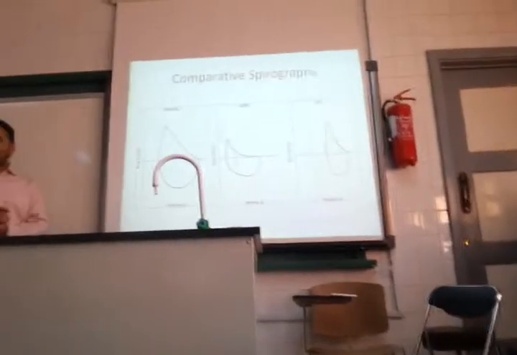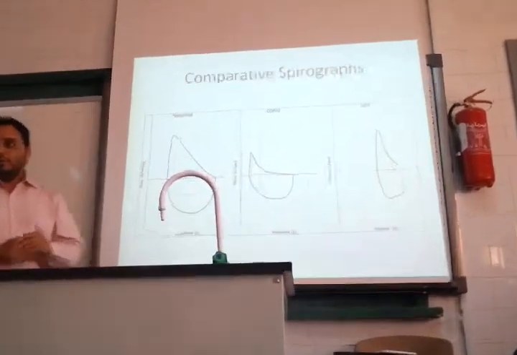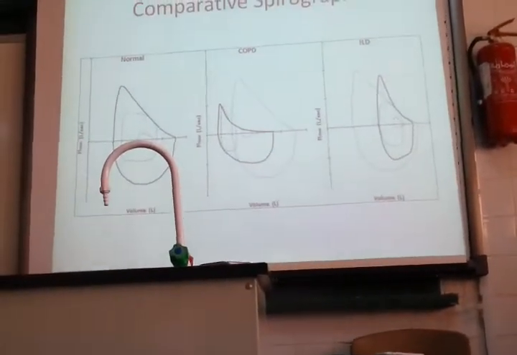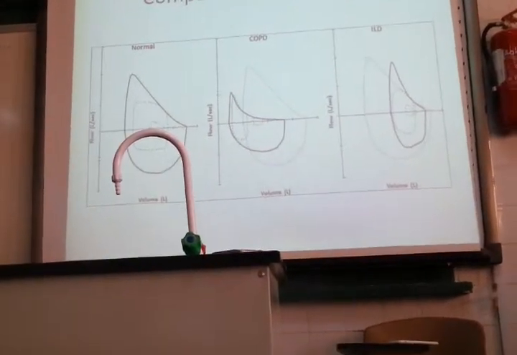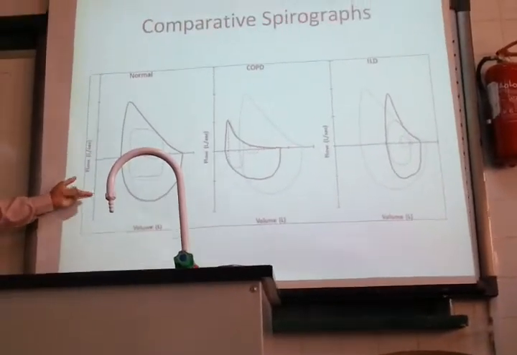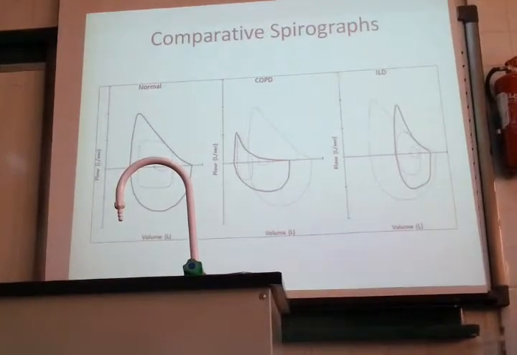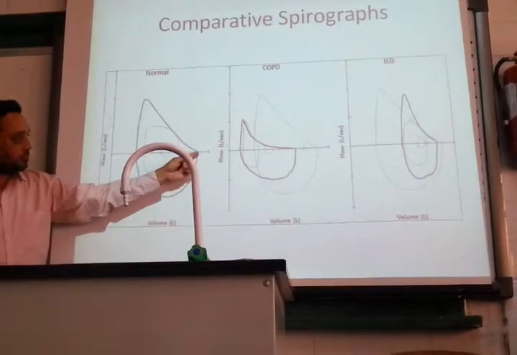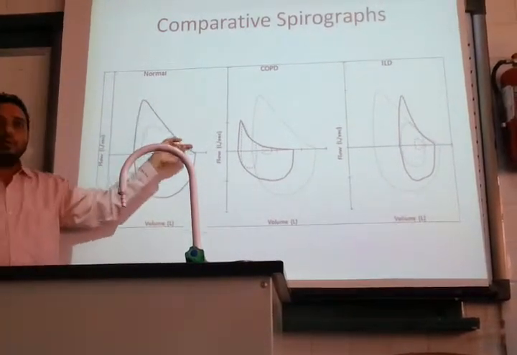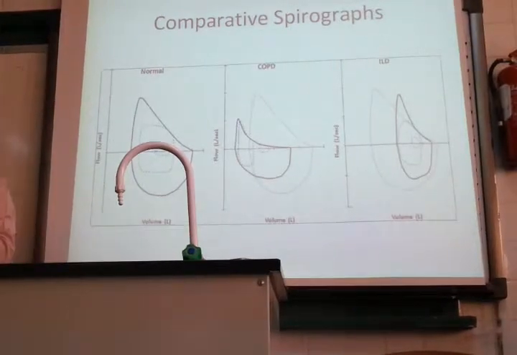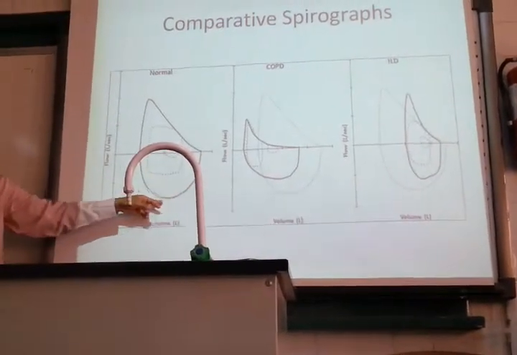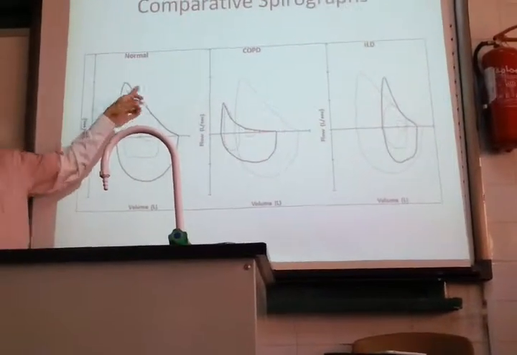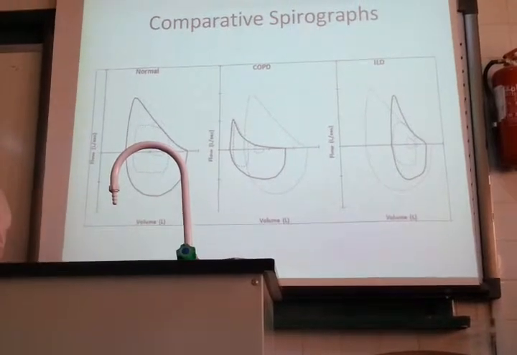Right. After the uses, let's briefly see that particular discussion I had with you about obstructive and restrictive disorders, how it appears in the spirometer or the spirograph. This is the normal spirograph of a person. As you can see, it's a loop, and the loop is complete. This is the inspiratory loop or inspiratory limb, and this is the expiratory loop or the expiratory limb.